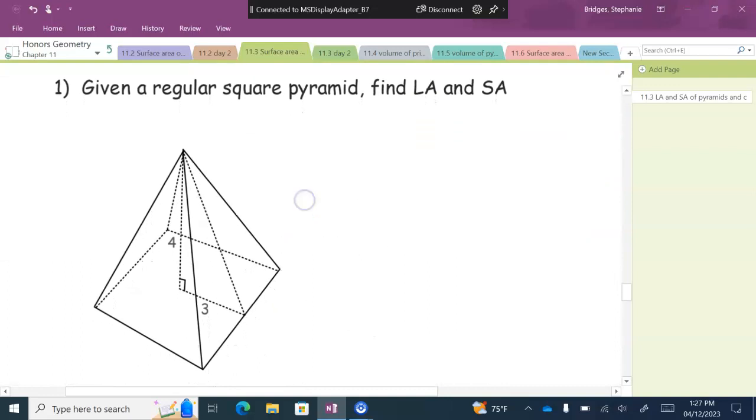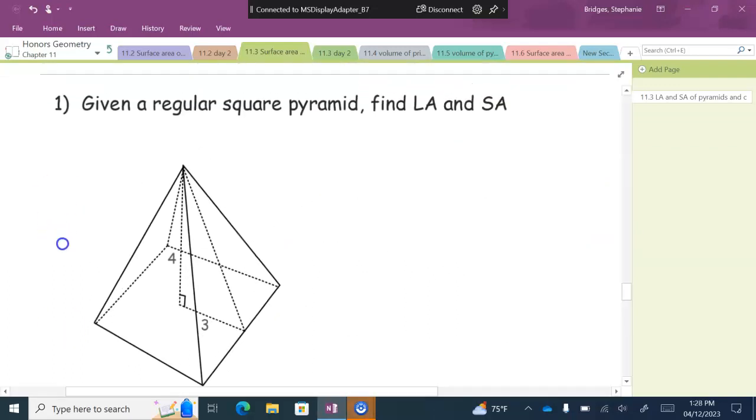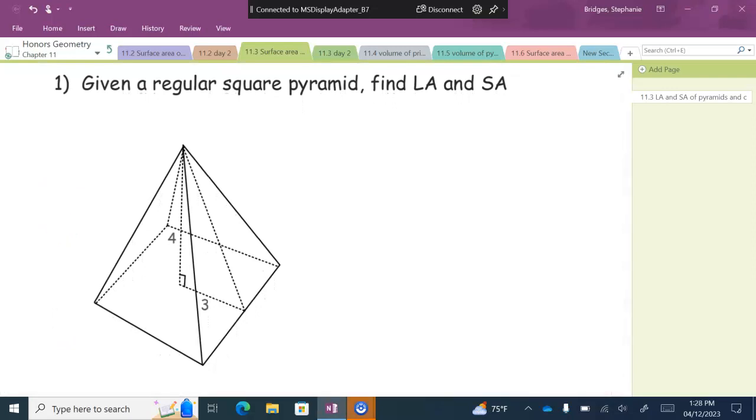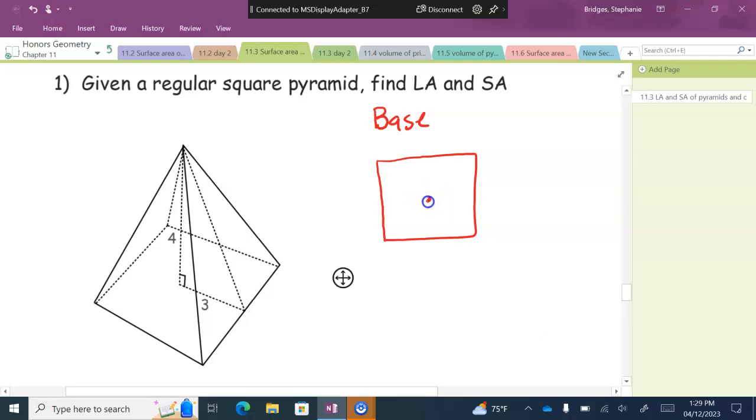Okay, I want you to take a second and draw this picture. What shape is my base? A square. So we're going to focus on the base only for just a minute. I'm going to draw myself a square. Now, the only length I know in that base is the apothem. That apothem goes from the center and goes perpendicular to a side, right? So that's what I know. So far, so good?